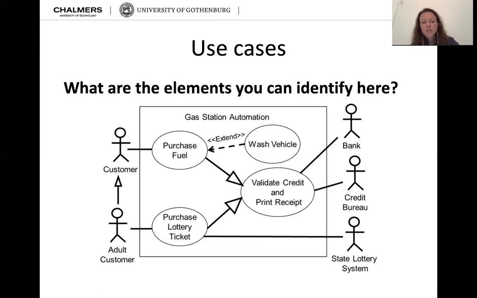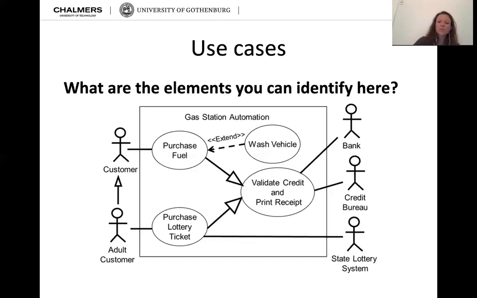The customer is a generalization of adult customer, which means who of those gets to do more use cases? Does that mean that the customer gets to purchase a lottery ticket that way? No, the other way around. So the customer can only purchase fuel. The adult customer can purchase fuel because they are a customer, and they can also purchase a lottery ticket.